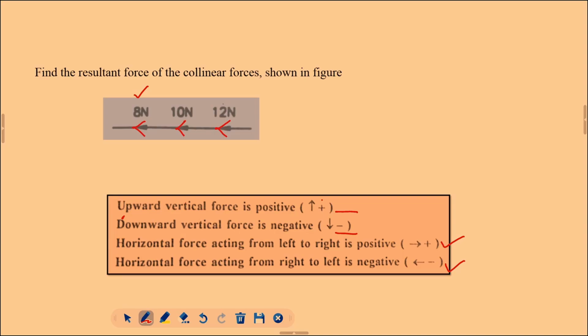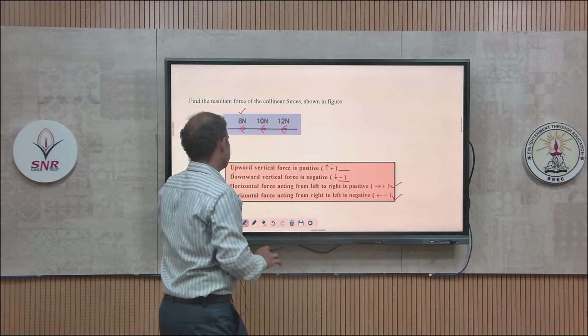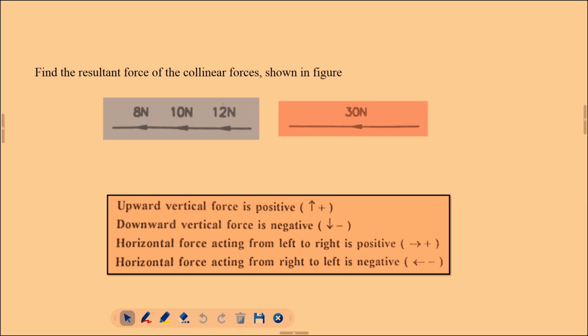Suppose you are considering this as positive, then the other one you should consider as negative, or vice versa. First case: find the resultant force of the collinear forces shown in the figure. Three forces are acting: 8 Newton, 10 Newton and 12 Newton. How to consider this? The final answer is 30.